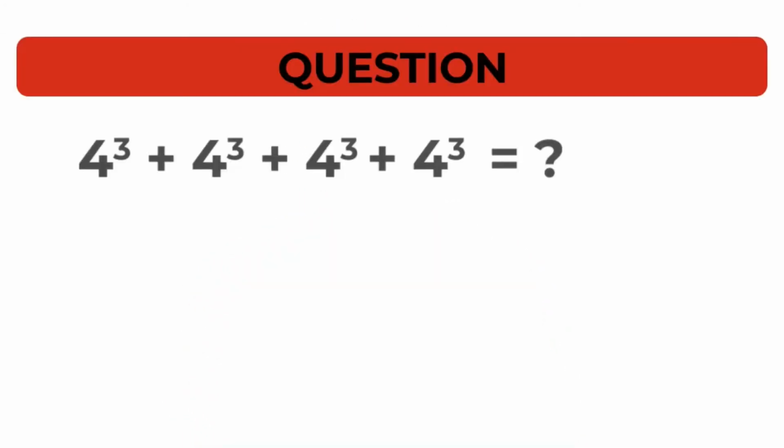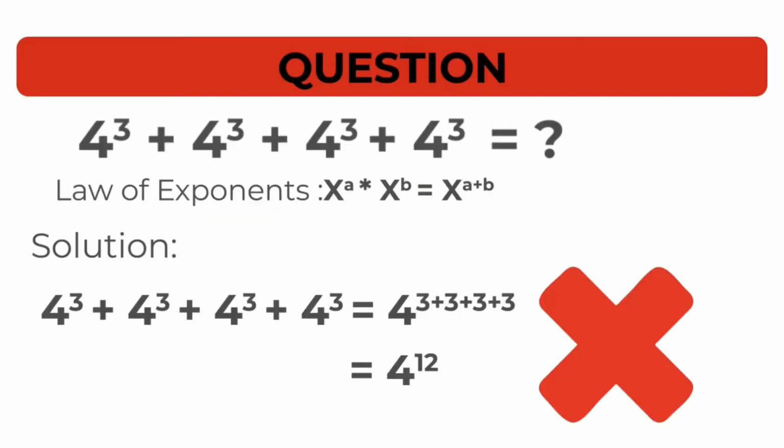Alright, so I repeat the question again. 4 to the power of 3 plus 4 to the power of 3 plus 4 to the power of 3 plus 4 to the power of 3. Now if you had solved that question by following a law of exponents that you may have learned in high school, where if they have the same base, you add the exponents together, that would be wrong. Okay, that would be wrong, because you only do that rule when you are multiplying exponents, not when you are adding.